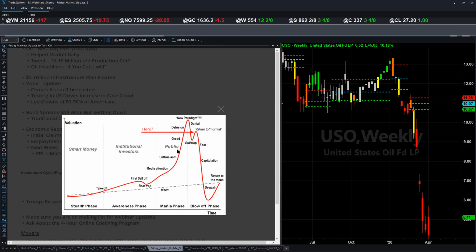So we get into this public enthusiasm. We get to the new paradigm that, hey, you know what? We're never going to see a down move in markets again. We're never going to see an economic cycle again because the Fed has our back. There's a new paradigm out there. People are just buying stocks. It's the only place to invest, or whatever the particular area is. We get this delusional and greed phase, and then when the market comes down, we get into a denial.